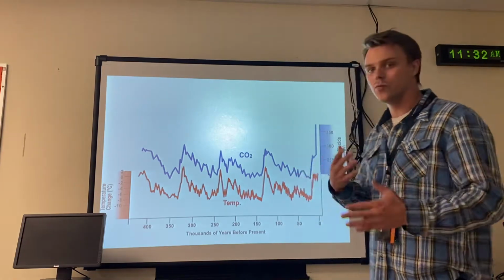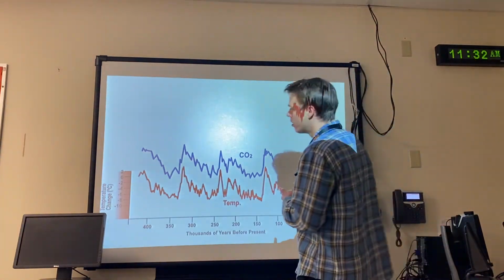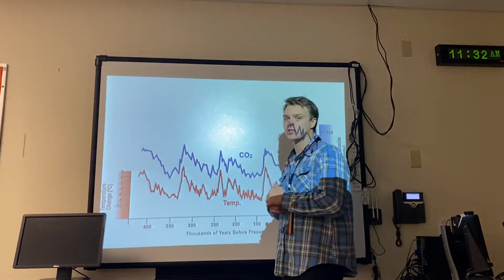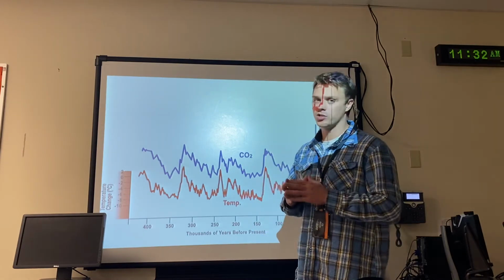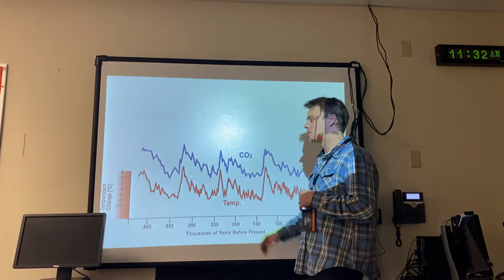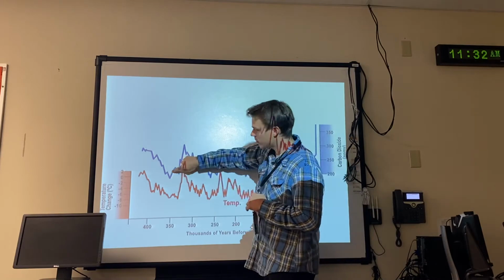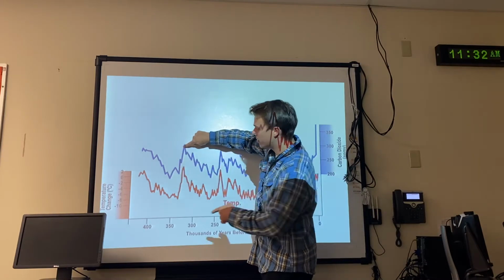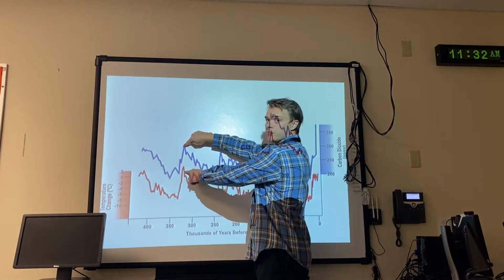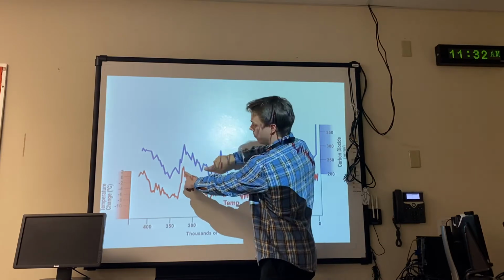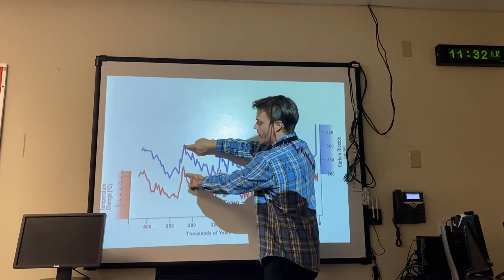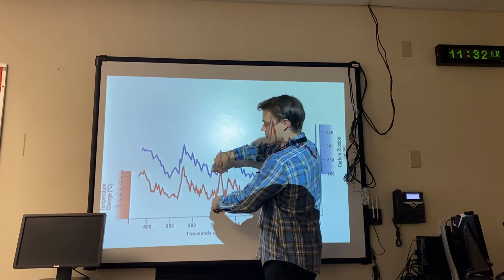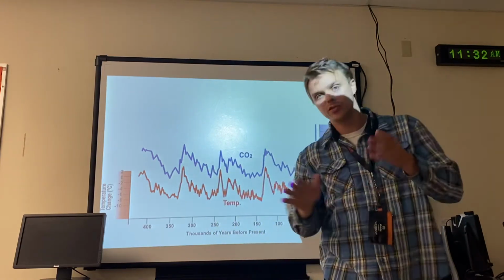So there's a couple ways that we can analyze this data. The first thing we can notice is that there is a direct relationship between carbon dioxide and temperature, meaning that as the carbon dioxide levels rise, the temperatures rise as well. As the carbon dioxide levels fall, the temperatures fall, right? But there's another way to look at this.